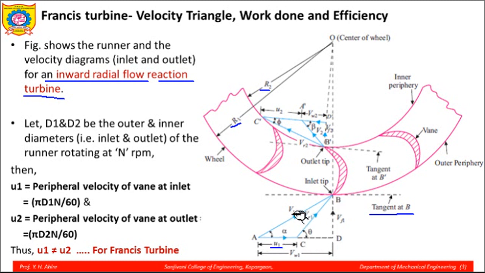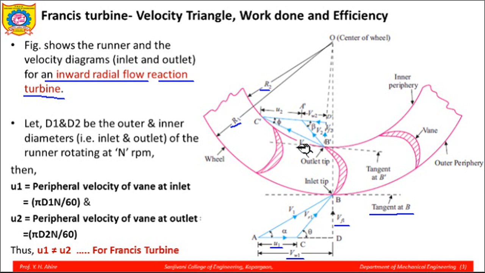Then we have two components of V1 as Vf1 and Vw1, right? Vw1 is the component of V1 in the direction of rotation, means in the tangential direction, and Vf1 is the component of V1 normal to the tangential direction. Vw1 is known as the whirl velocity of the jet at inlet. Vf1 is known as the flow velocity of the jet at the inlet.